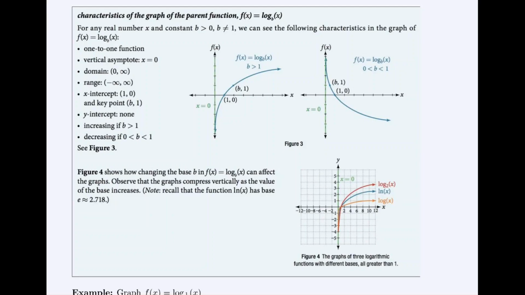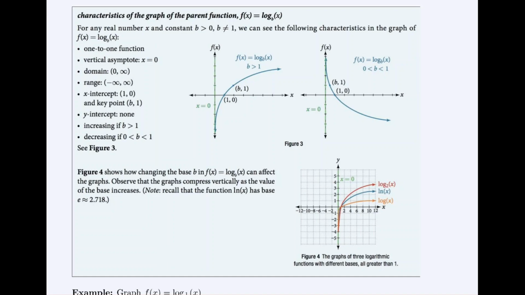Let's investigate the graphs of the function log base b of x. So our value of b needs to be positive and not equal to 1. Given that, we know the following characteristics of the graph of log base b of x. First of all, it's a one-to-one function. If a function is one-to-one, we know it has an inverse, and in this case, the inverse of log base b of x is the exponential function b to the x.